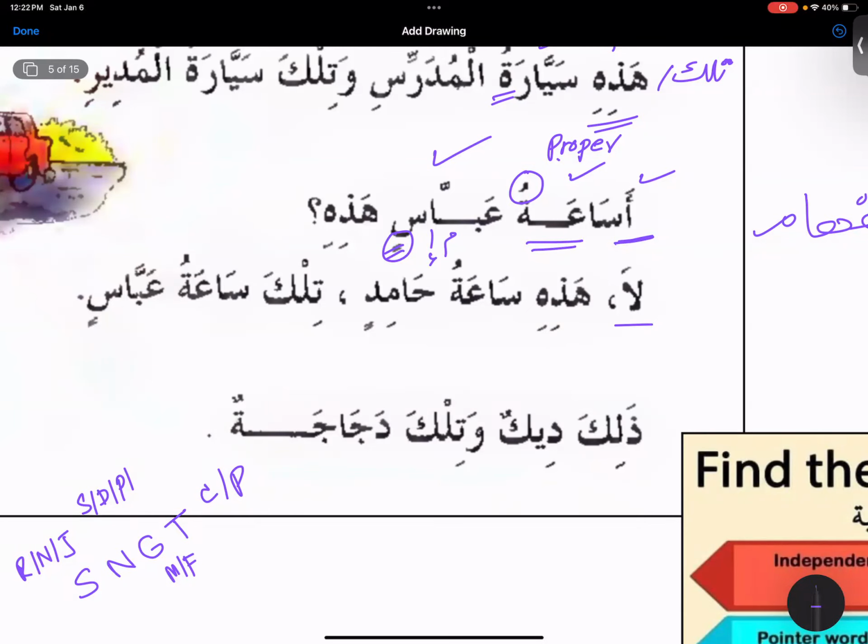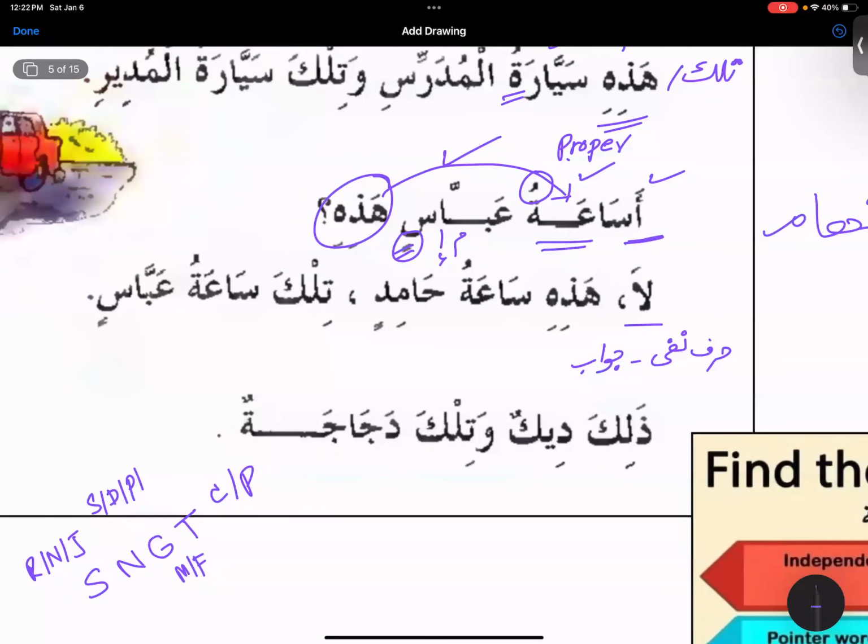So now you see that hazihi is again used over here. Why? Because sa'atu, which it is referring to, is feminine. Exactly. It is referring to sa'atu, that's why it is hazihi. Now la, no. So again, what kind of harf is that? Harfu nafi, or harfu jawab. Okay, both are right. Now, hazihi sa'atu hamidin. Translation? This is the watch of Hamid.